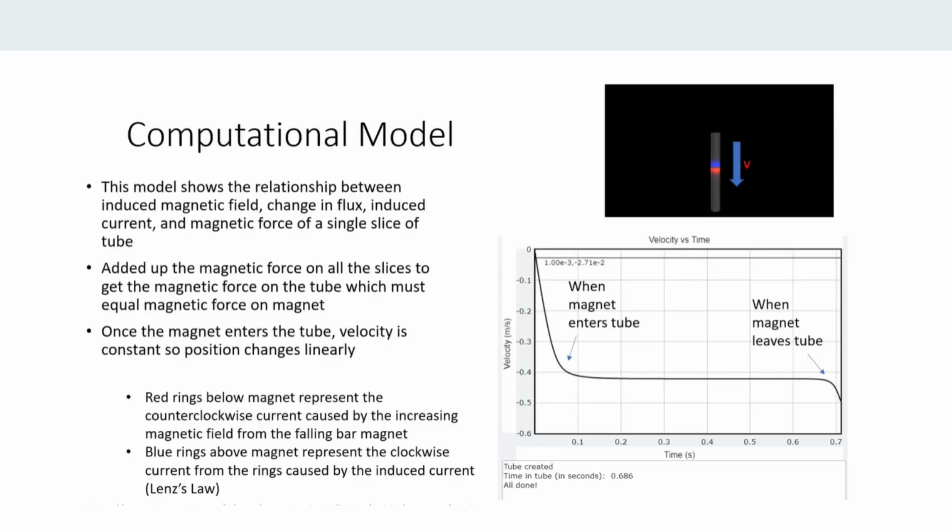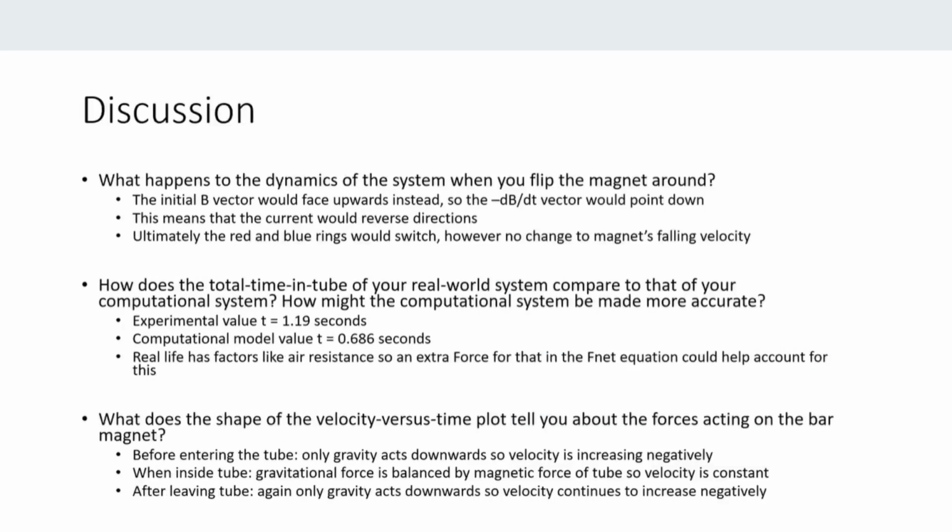So this is a little graph of the velocity versus time, so you can see where the magnet enters and exits the tube. So, quick discussion. Would the dynamics of the system change when we flip the magnet around? No, they wouldn't, because the induced magnetic dipole in the tube would flip as well, so the force would just be the opposite.